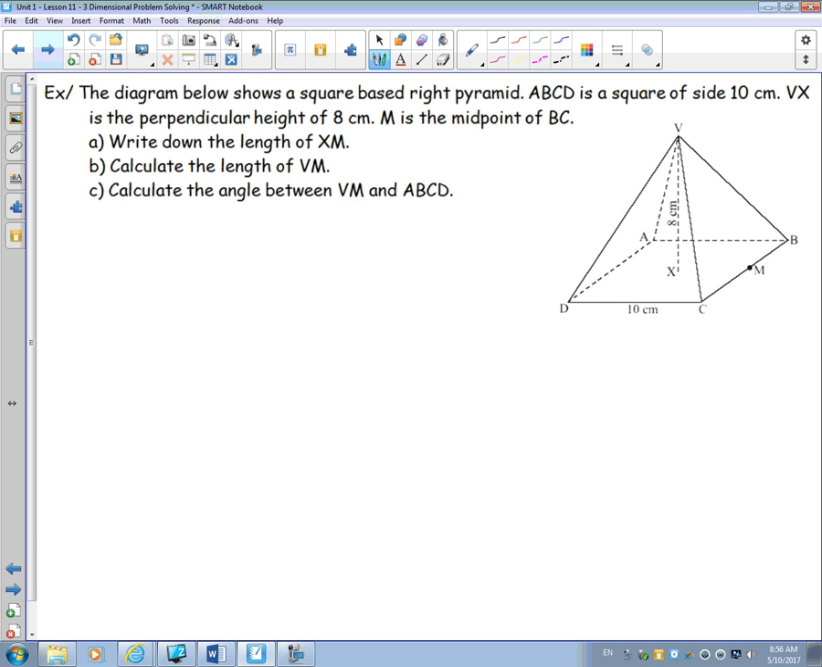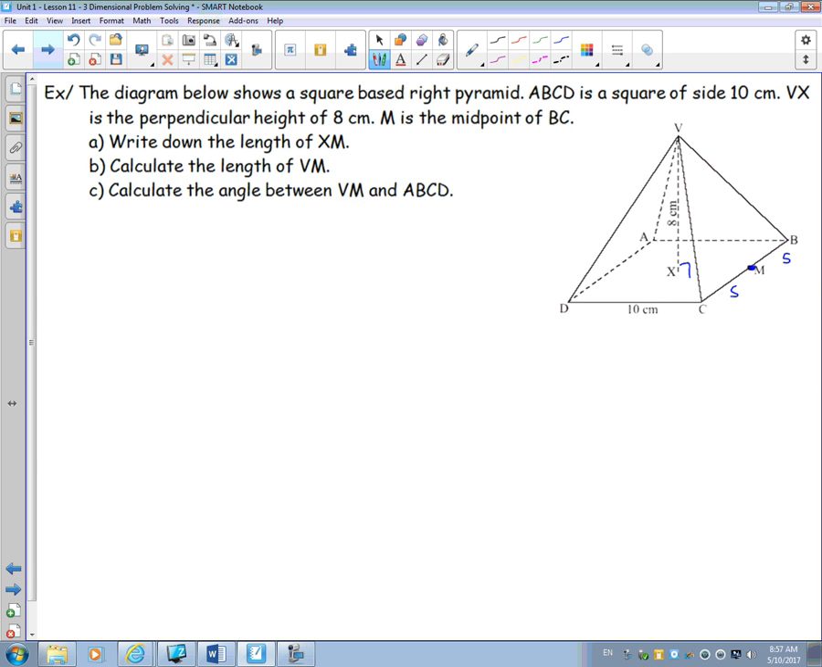ABCD is a square of side 10. VX is the perpendicular height. In other words, it goes straight down the middle. It makes a right angle right there of 8 centimeters, and M is the midpoint of BC. So in other words, M is halfway along. This is 5 and this is 5. It's a square-based pyramid, right?